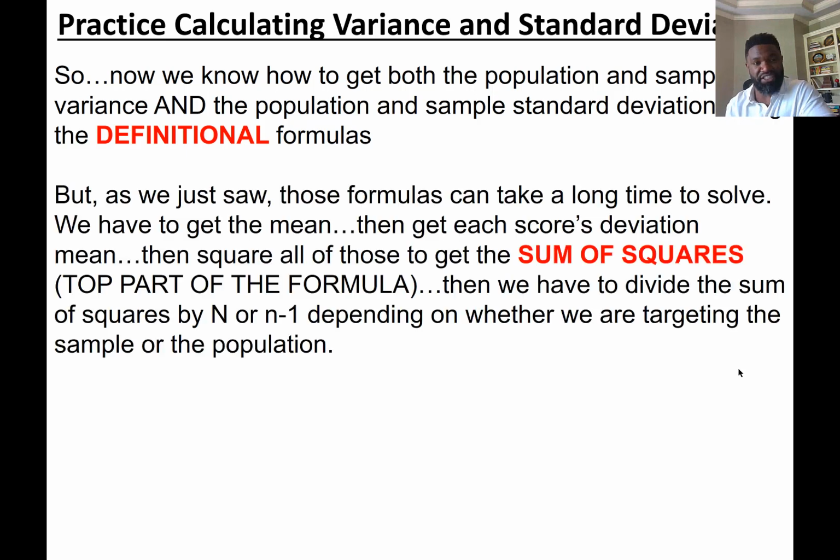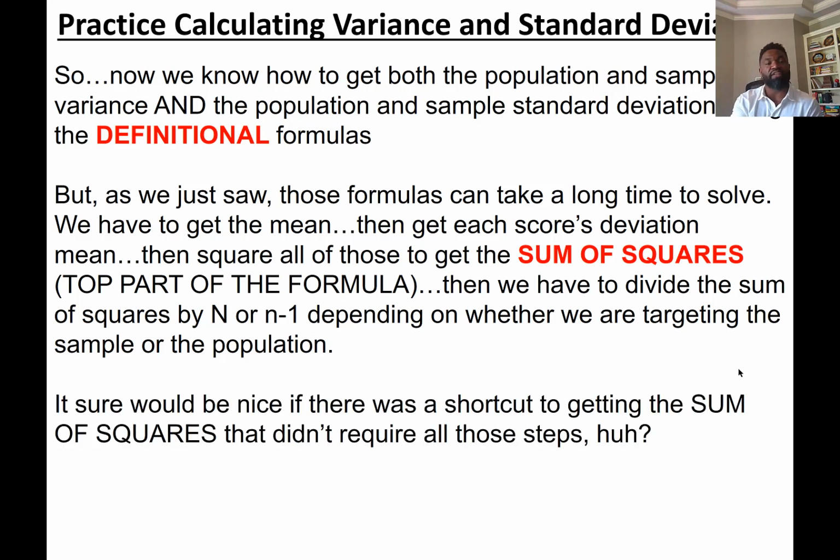So we have these computational formulas, okay? We have to get the mean to solve all those things anyway, right? And then we have to get each score and square them, do all that, and it just takes a lot of time. And we don't want to waste all that time. It would be nice if there was a shortcut that didn't require that, and I'm actually going to show you that there is.